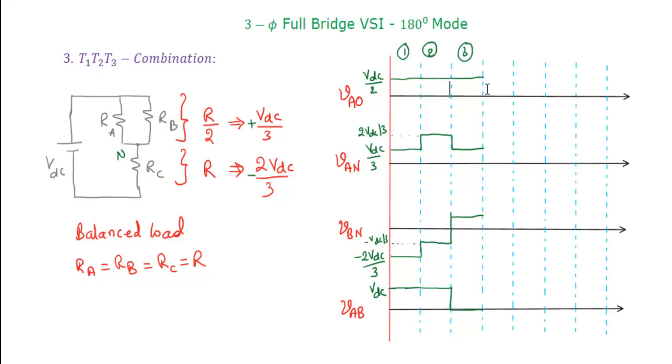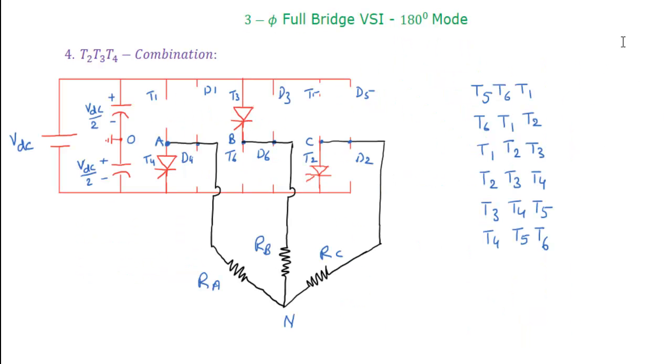Okay, so now we completed the 3 combinations so far. Next we will move on to the 4th combination. What is the 4th combination? T2, T3, T4. That's the 4th combination. Here T2 will be in conduction from the previous combination. T3 will be in conduction from the previous combination.